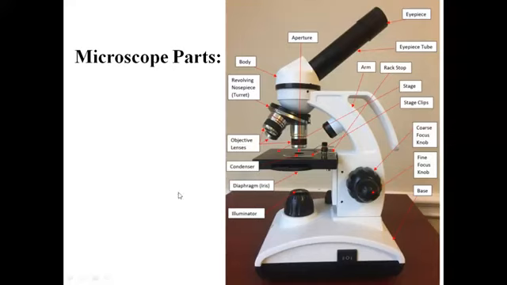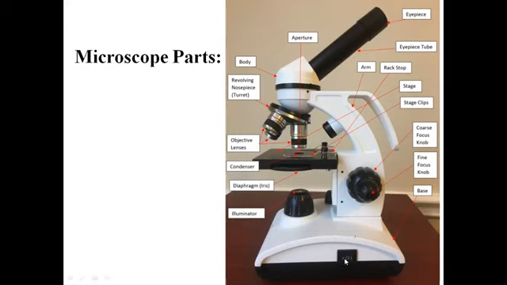So most of the advanced microscopes nowadays use this illuminator only. Okay. So the illuminator actually has a bulb. It is your tungsten bulb, a normal bulb.